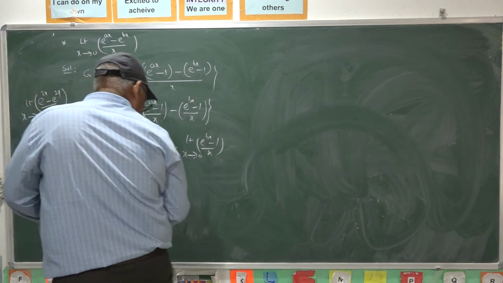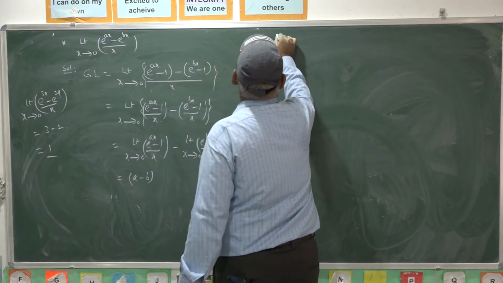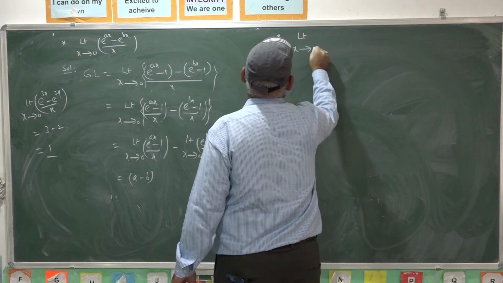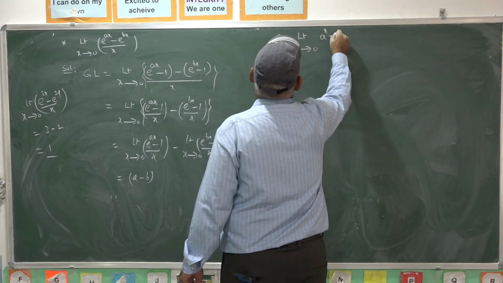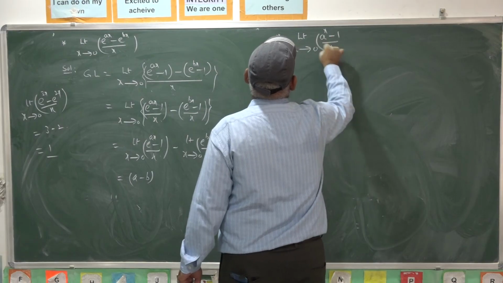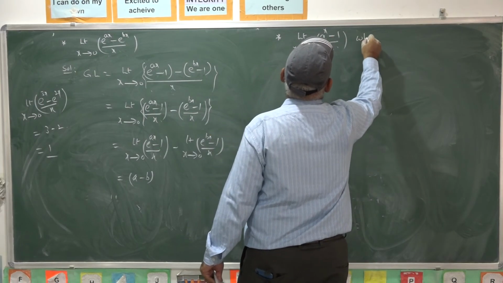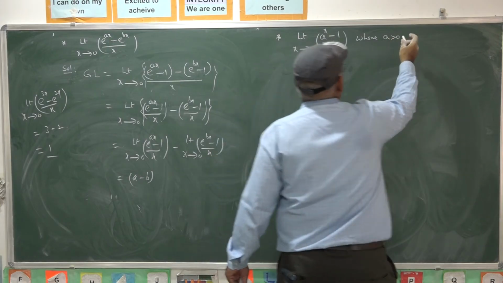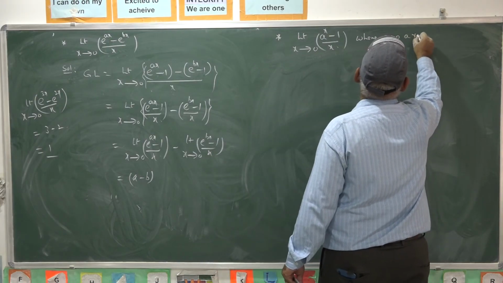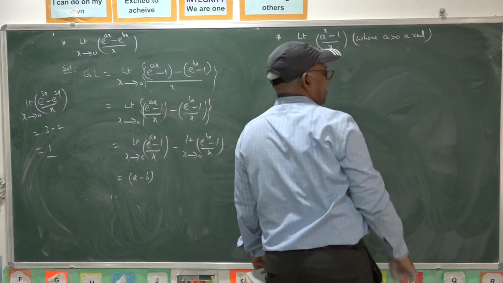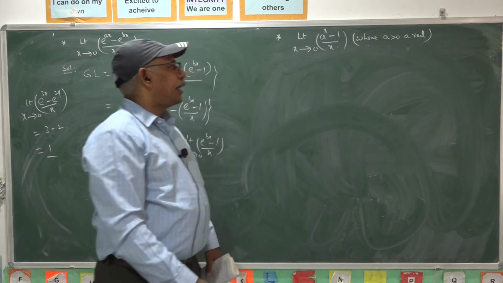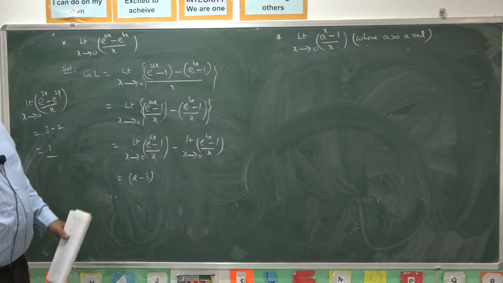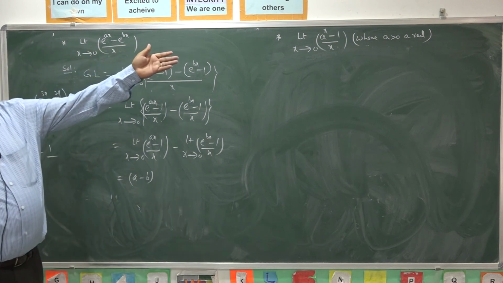Again, similarly, another formula: limit as x goes to 0, (a^x - 1)/x, where a is greater than 0, a positive real. Once a is a positive real, limit as x goes to 0, (a^x - 1)/x. Instead of e, here we have a.